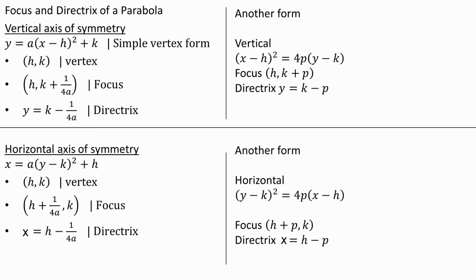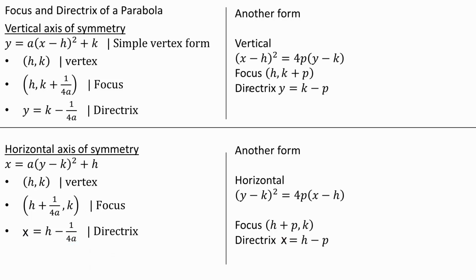And here, horizontal axis of symmetry. Same idea. Here, I am saying x is equal to a parentheses y minus k squared plus h. That's why the vertex is h comma k, and the focus would be h plus 1 divided by 4a, comma k, and the directrix would be x is equal to h minus 1 divided by 4a.